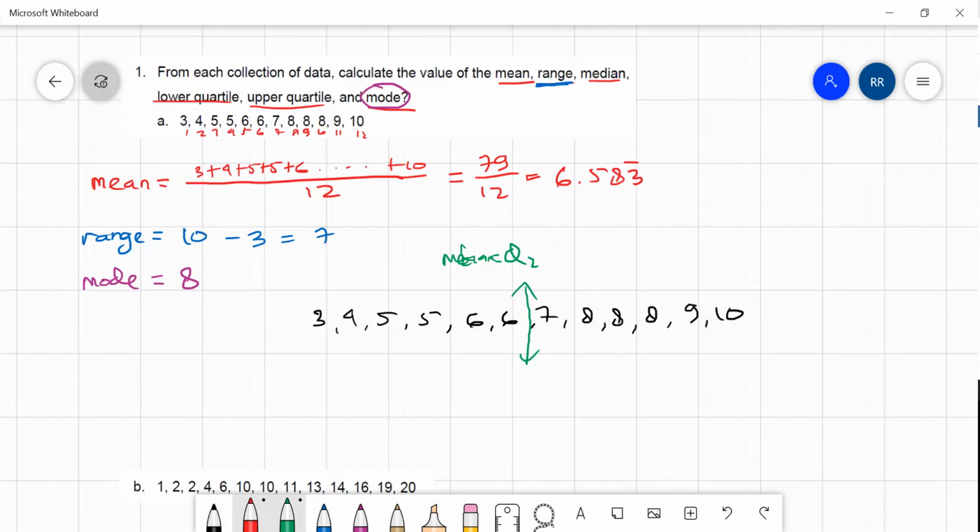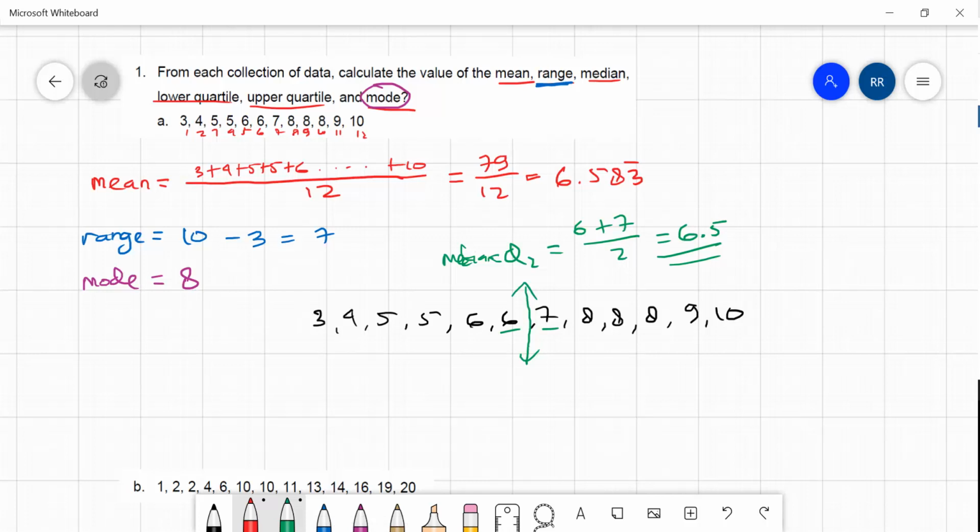Okay, so the 6 and 7, if you want to find the number between that, you just add those two numbers and divide by 2, like 6 plus 7, because this is 6 and 7, on the left side and the right side, and then divided by 2, and you will get 6.5. So this is the value of the median.